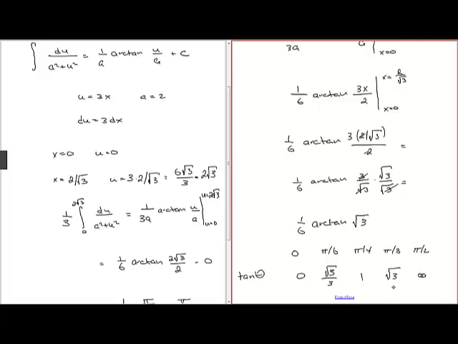So this is going to be equal to pi over 3. The angle whose tangent is the square root of 3 is pi over 3. So we get pi over 3 times 1/6, which is pi over 18.